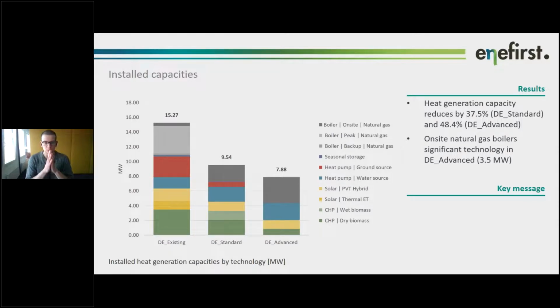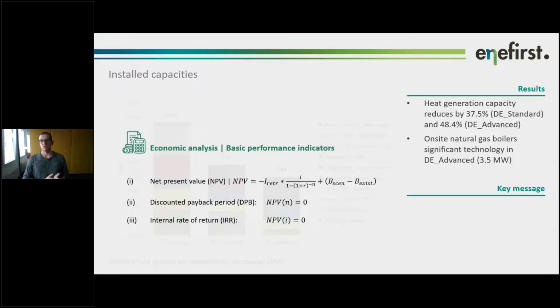So overall, what we did so far is a pure technical analysis, but perhaps the most interesting question in the scope of efficiency first is whether these building retrofits actually pay off. So what we did is to have a basic economic analysis from basically the perspective of those who own the buildings and the supply assets. The 3 metrics that we look at here to assess the attractiveness of the investments are the net present value.